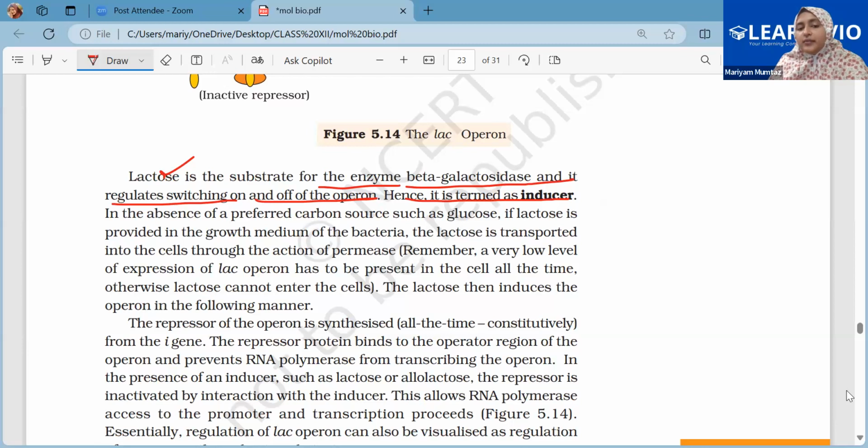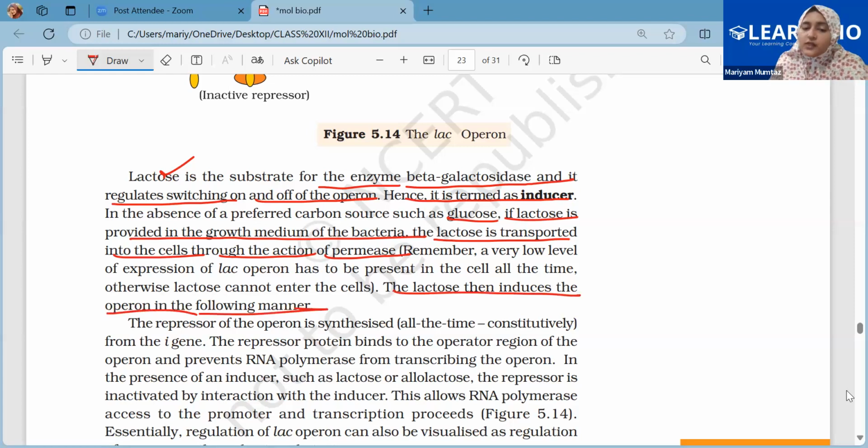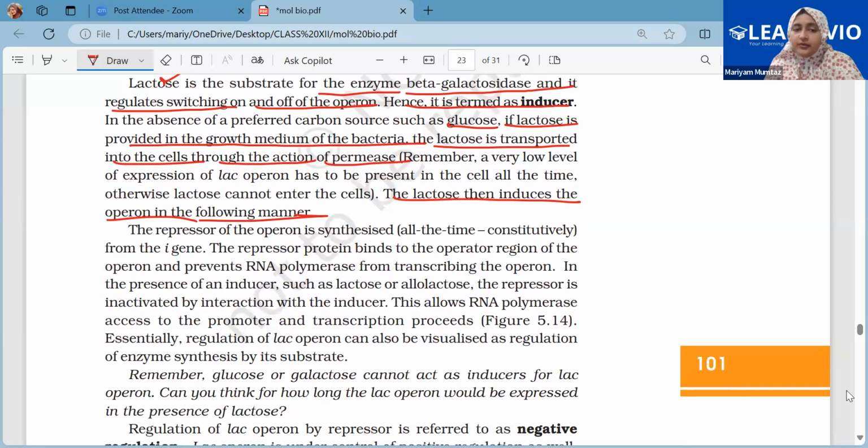In the absence of a preferred carbon source such as glucose, if lactose is provided in the growth medium of the bacteria, the lactose is transported into the cells through the action of permease enzyme. Remember, a very low level of expression of lac operon has to be present in the cell at that time. Otherwise, lactose cannot enter the cell. The lactose then induces the operon in the following manner. So when lactose is present, what happens?